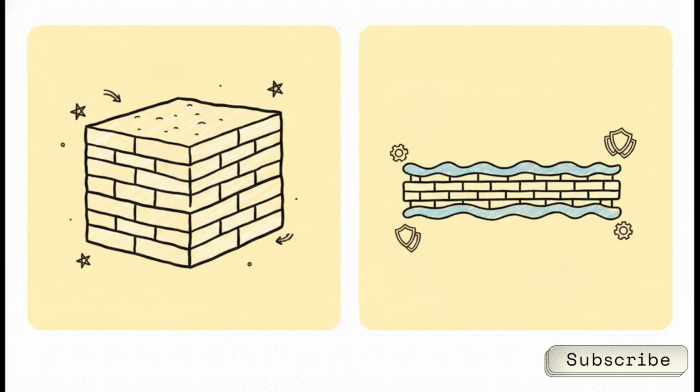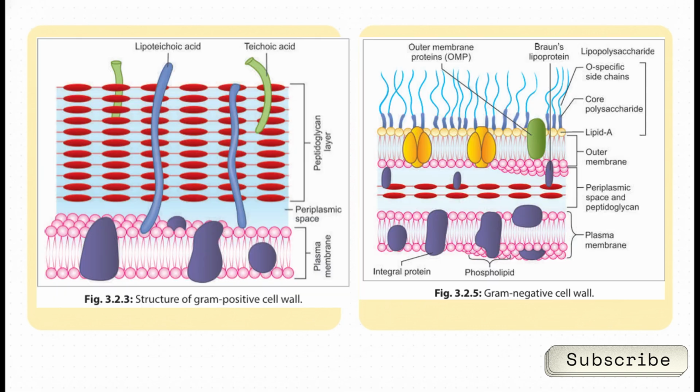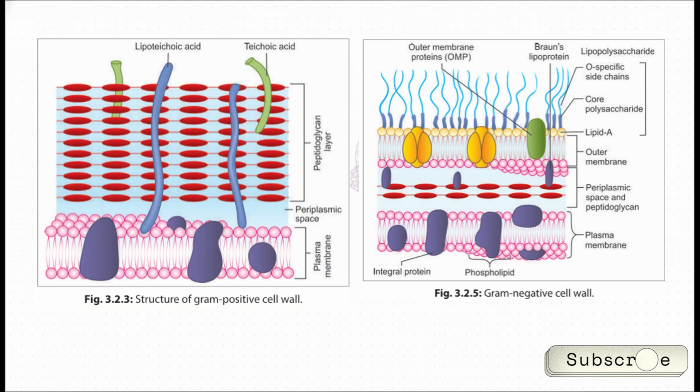And this sets up the foundation for probably the most famous battle in all of microbiology, gram-positive versus gram-negative cell walls. Both sides use peptidoglycan, but how they utilize it is vastly different. This difference is exactly why the gram stain actually works, and trust me, it's a super popular topic for essay questions. You can see the massive visual contrast between these two walls.